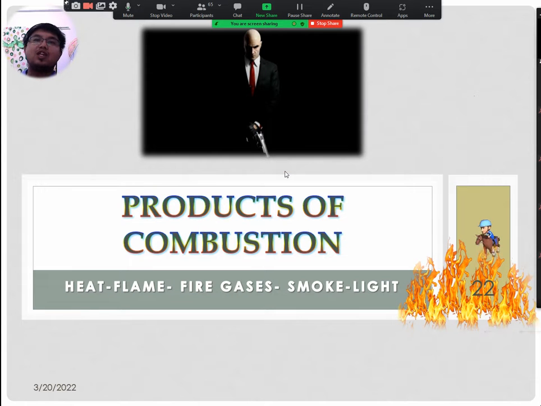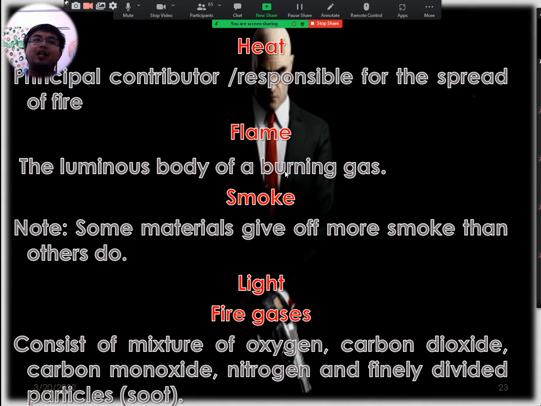Okay? Let us try to discuss this one by one. On the products of combustion. What are the products of combustion? When you try to burn something, pag nagsunog tayo ng isang bagay, there is heat, flame, fire, gas, smoke, and then light. So, identifying this one by one, you have here the heat. Let's say for example, sinunog mo yung panty, o yung underwear, o yung brief ng ex mo, makakaramdam ka ng init doon. Diba? There will be heat.